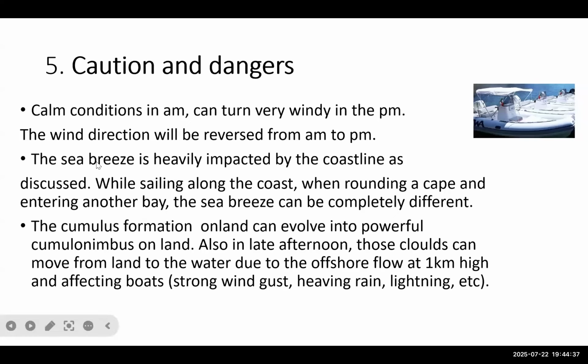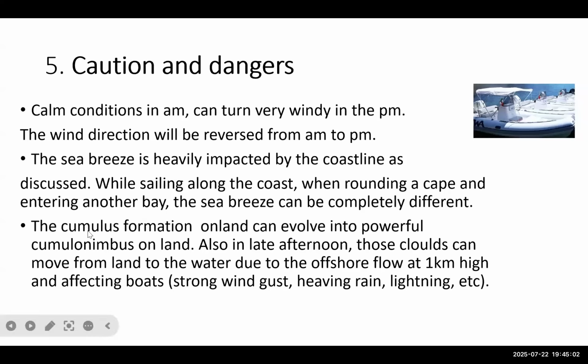Another danger with the sea breeze is related to the coastline, as we discussed before, the convex shape. The sea breeze can be very different when you go from one bay to another. And so you need to be careful when you change bays. You may need to reef and conditions may be very different.